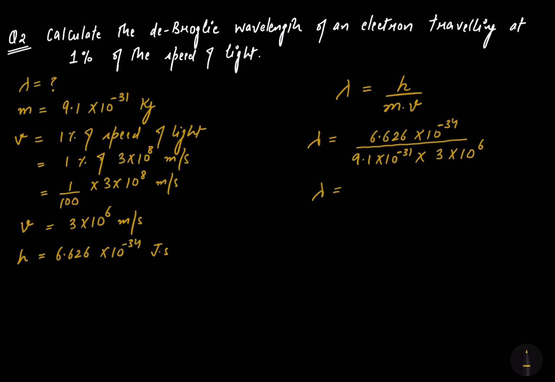The wavelength comes out to be 242.7 into 10 to the power minus 12 meters. So I got the wavelength of the electron. The De-Broglie wavelength of electron comes out to be 242.7 into 10 to the power minus 12 meters. So that's the second numerical. Please do have a look.